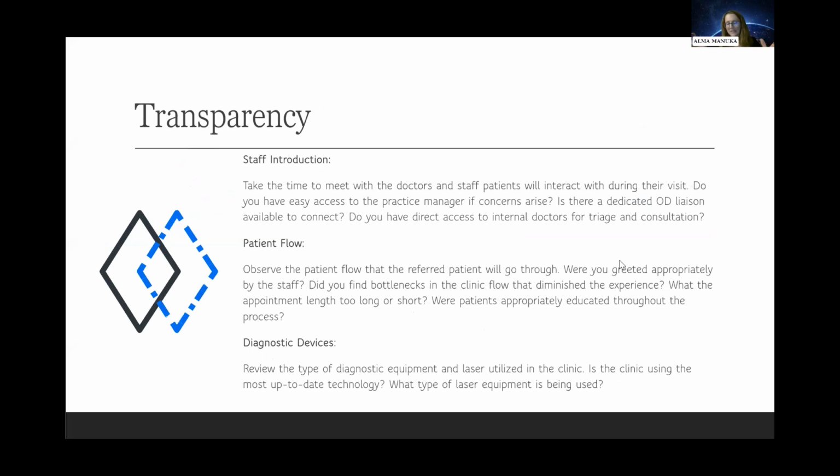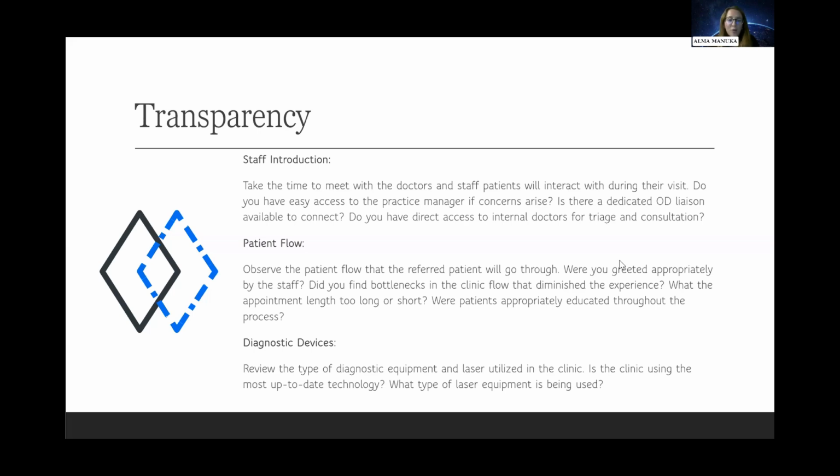Again, transparency for each clinic or each hospital you might be working in could look different. However, a simple staff introduction, knowing with whom you're going to be working, which doctor you are partnering with, would make the job easier for both sides. Observing the patient flow: take a look, because you are in the clinics or in the store, in the practices every day, and you get very caught up in the daily routine.